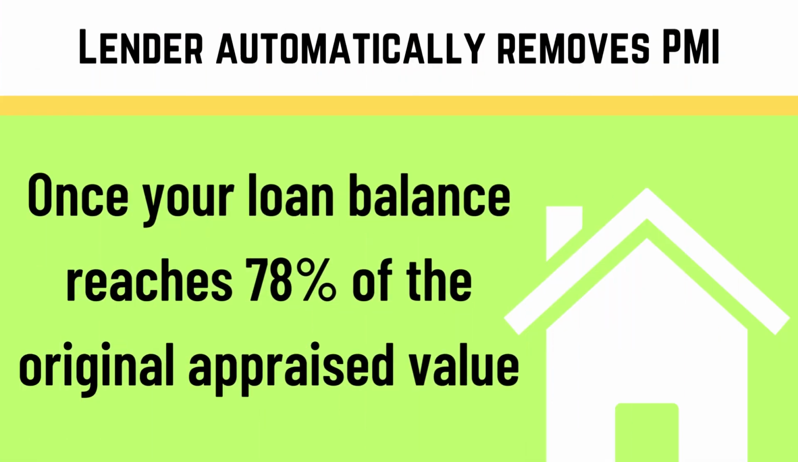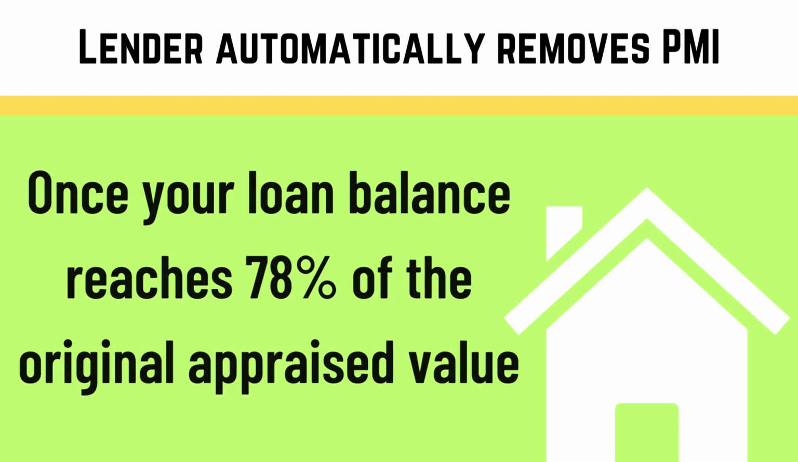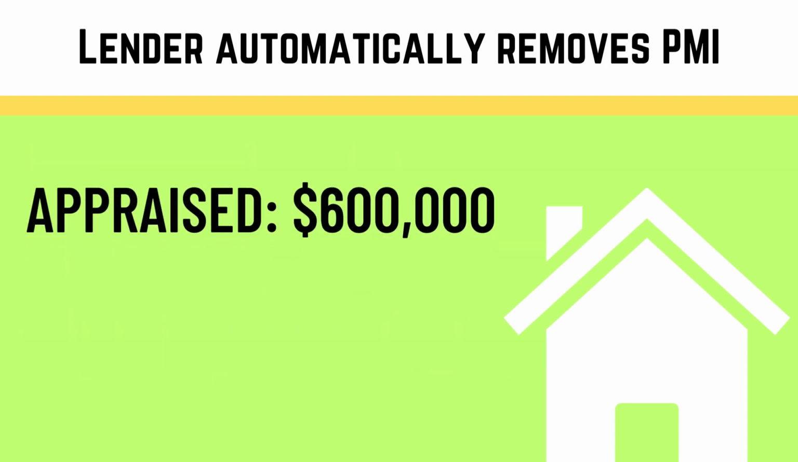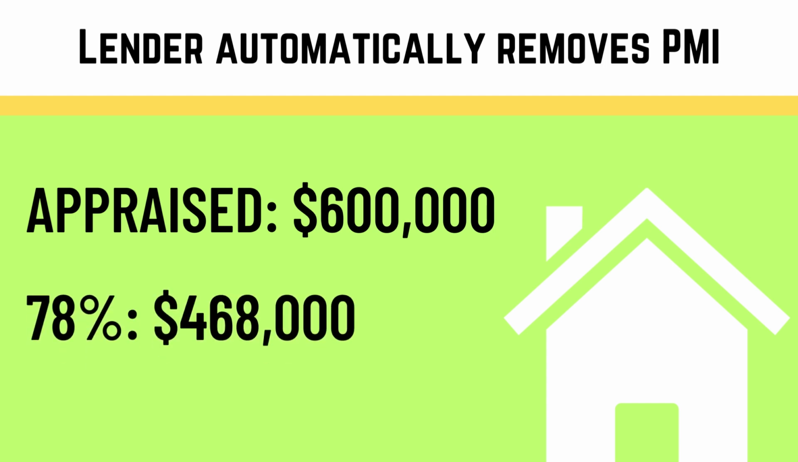The lender will automatically remove the PMI once your loan balance reaches 78% of the original appraised value. So if $600,000 was our original appraisal, you'd have to pay down to $468,000. And then that cancellation of the PMI happens automatically. So that's all based off of original appraisal and where your current loan balance is.